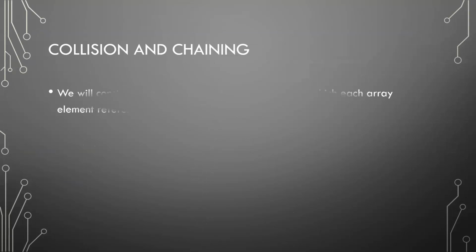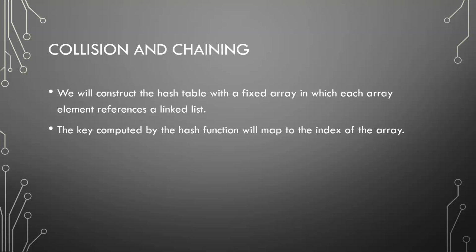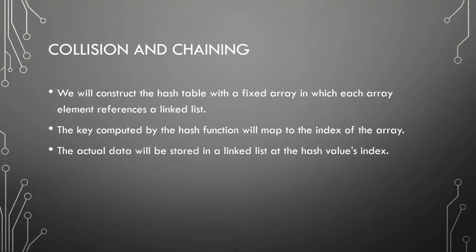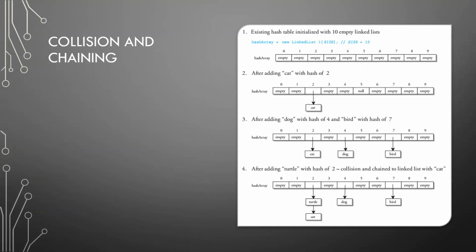All right, there's this concept known as collision and chaining with hash tables. So we're going to ultimately construct a hash table with a fixed array in which each array element references a linked list. The key computed by the hash function will therefore map to the index of the array, and the actual data will be stored in a linked list at the hash value's index. So, how does this actually look? Well, the display illustrates the idea with a fixed array of 10 entries. You can see we have our hashArray equals new LinkedList, size 10.